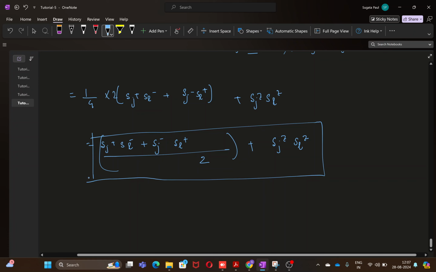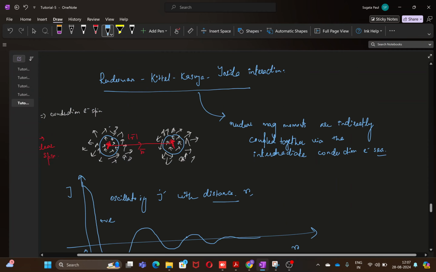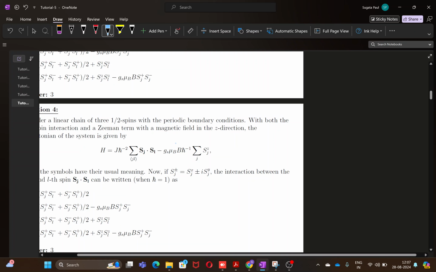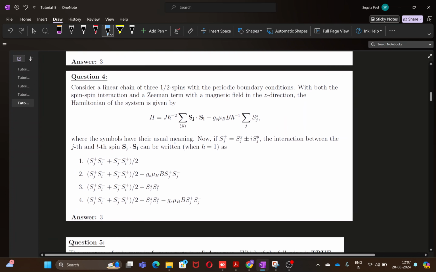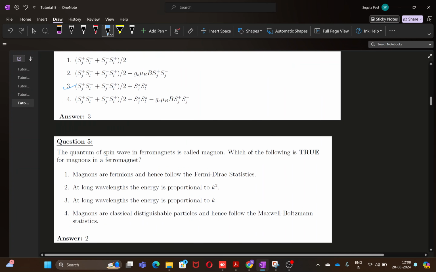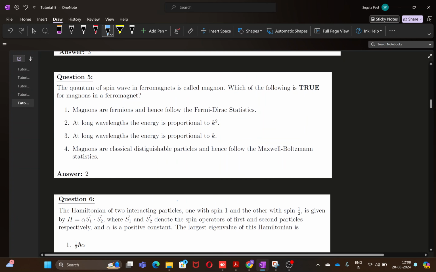Let us match whether it matches with our answer. Sj plus SL minus and Sj minus SL plus. Let us go back. Option number 3: Sj plus SL minus and Sj minus SL plus by 2 plus Sjz SLz. So this is option number 3. This is the answer that is coming for us as well. Okay, so this completes the 4th question.